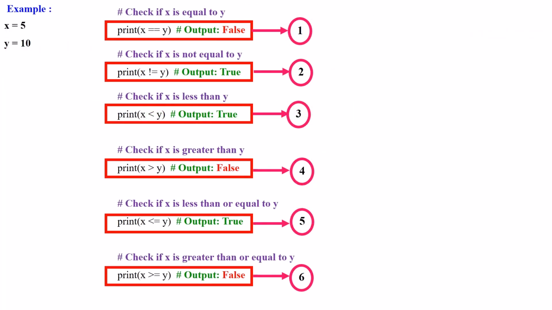Here are some examples of how these relational operators can be used. Consider variable x and y are assigned the values 5 and 10 respectively for all these 6 Python statements. In the first statement, it compares the values of x, 5 and y, 10 using the equality operator. It evaluates to false. You can work out the other examples given here.